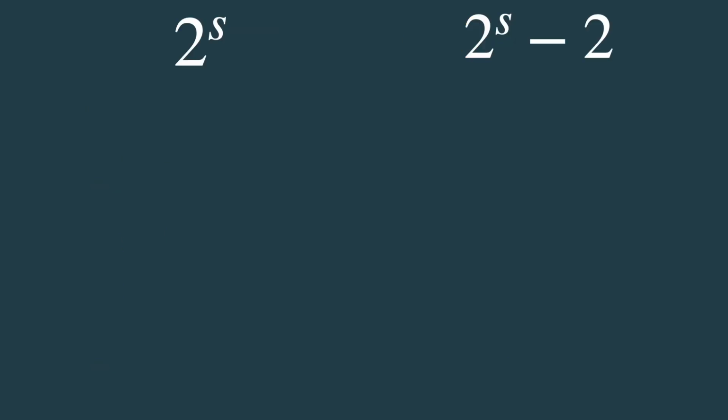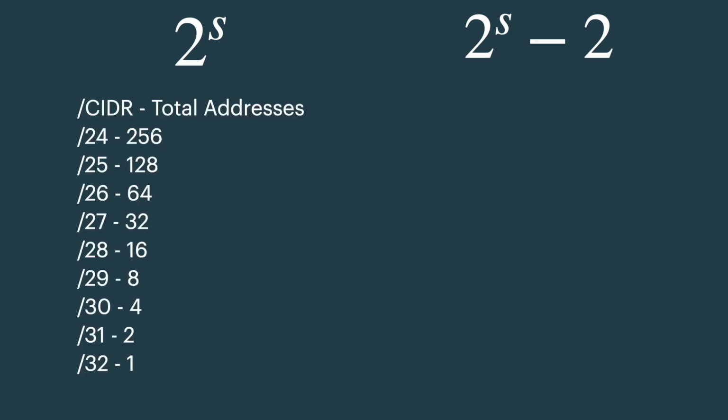Okay, here I will show you my way of thinking and how this table will help us to build the VLSM subnets. Here on the left I have the total addresses by prefix: 2 to the power of 8, that will be 256, and 2 to the power of 0, that'll be 1, which is /32.